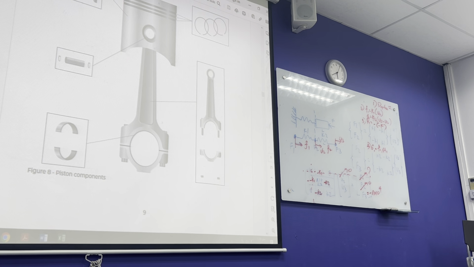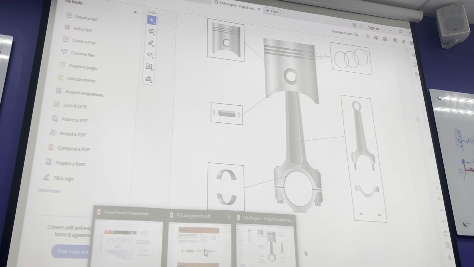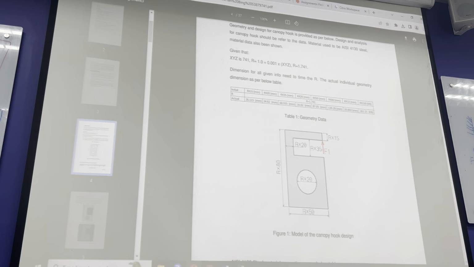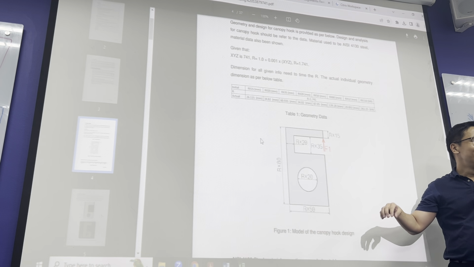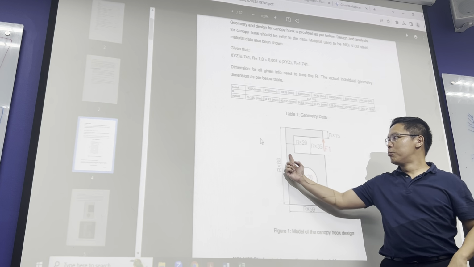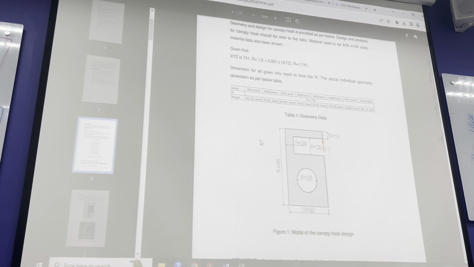I promise to show you the assignment 3 from last year. This is last year. This year you are doing the control, stress concentration, all the operation. Last year, assignment 3 was just doing a hook. Push it up and see the stress here. Okay? Take a look.